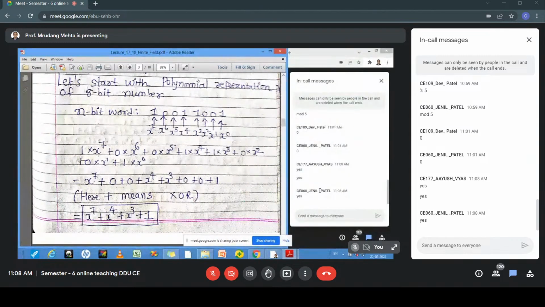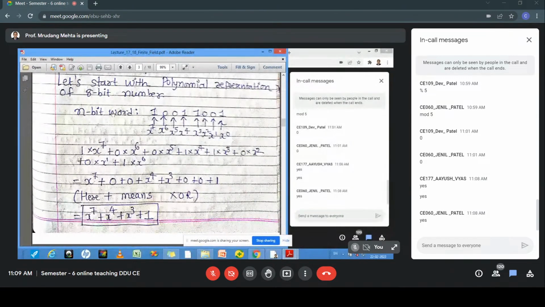Okay, so you understand the polynomial operations, right? So those operations you will have to do today in the class, right? So you keep pen and paper with you. It will not be just easy for you to read and understand. You should practice this. Okay, so let's start with the polynomial representation of the 8-bit number.